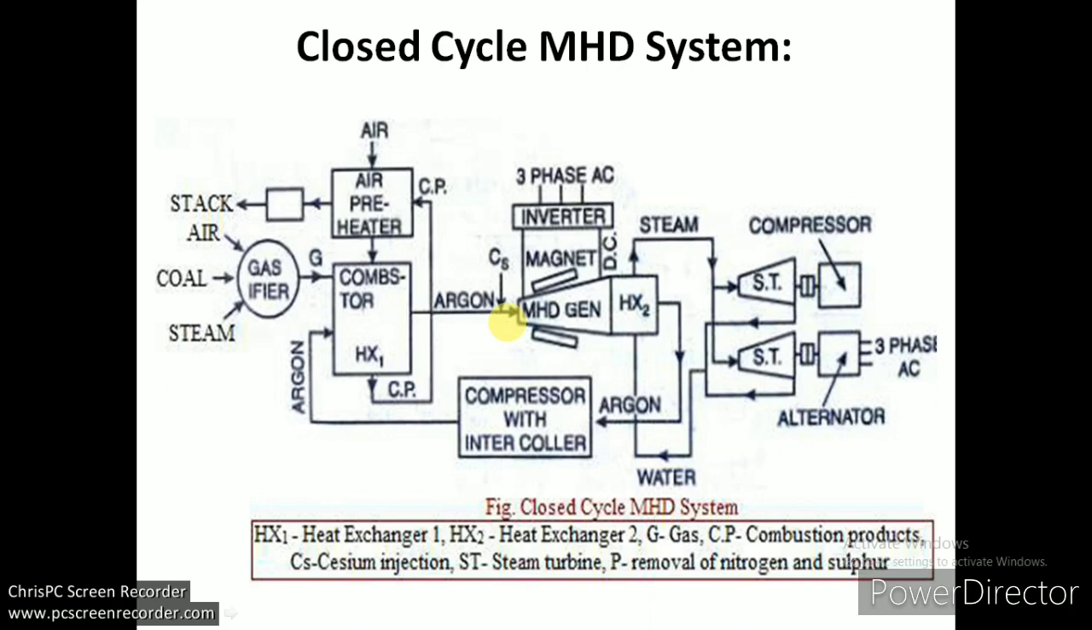The electrical conductivity of metallic vapor is poor as compared to ionized gas. That brings the overall conversion efficiency lower than that of gas as a working substance. So this is another advantage over the open cycle MHD system. Electrical conductivity of metallic vapor is very poor, but in ionized gases electrical conductivity is very high.